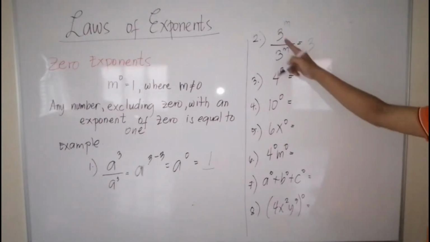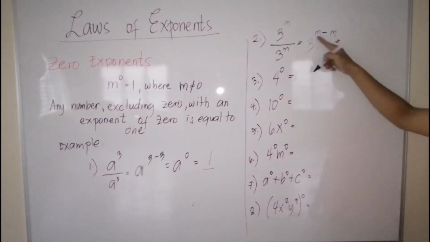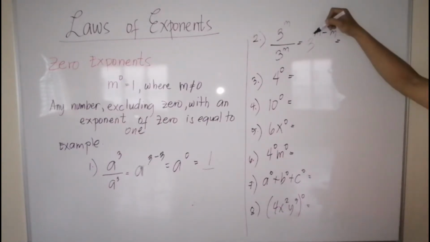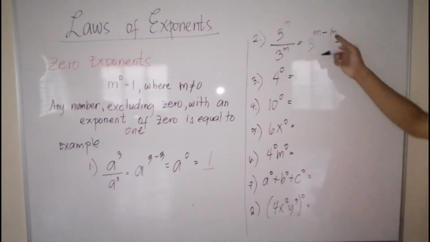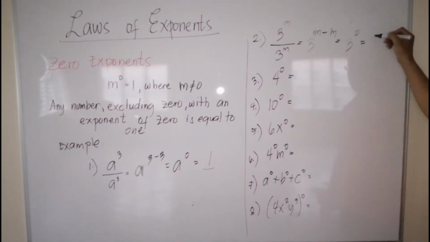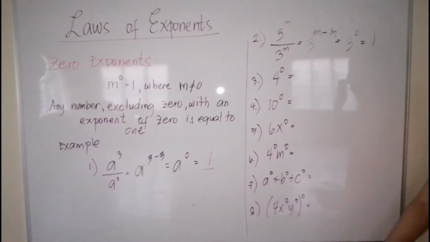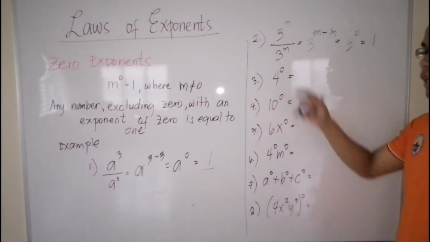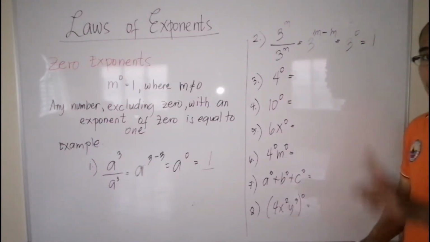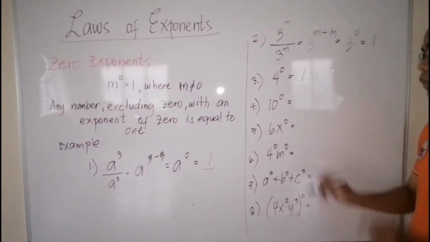Next, number 2. So, same. We have 3, copy the base 3. So, yung m minus m, meron tayong 1 kasi 1 yan. So, 1 minus 1 is equal to 0, or is equal to 1. 3 raised to 0 is equal to 1. Number 4. 4 raised to 0, automatic, that is 1. 10 raised to 0, 1.